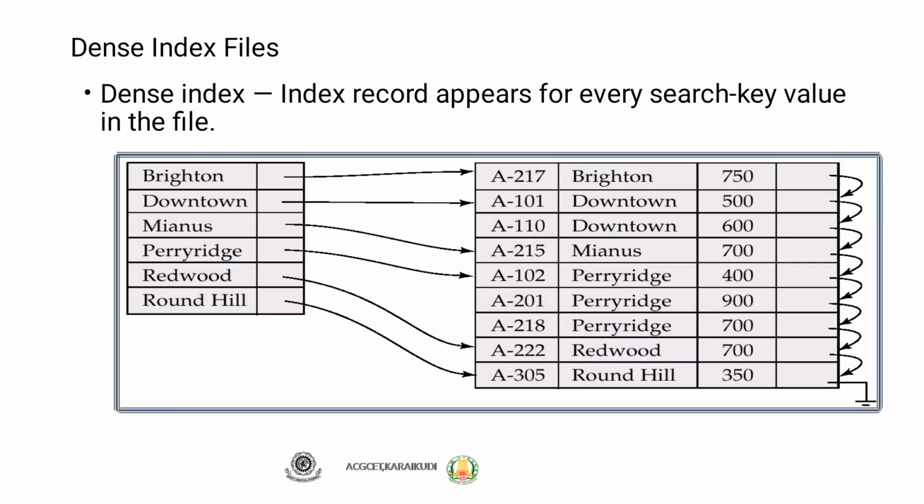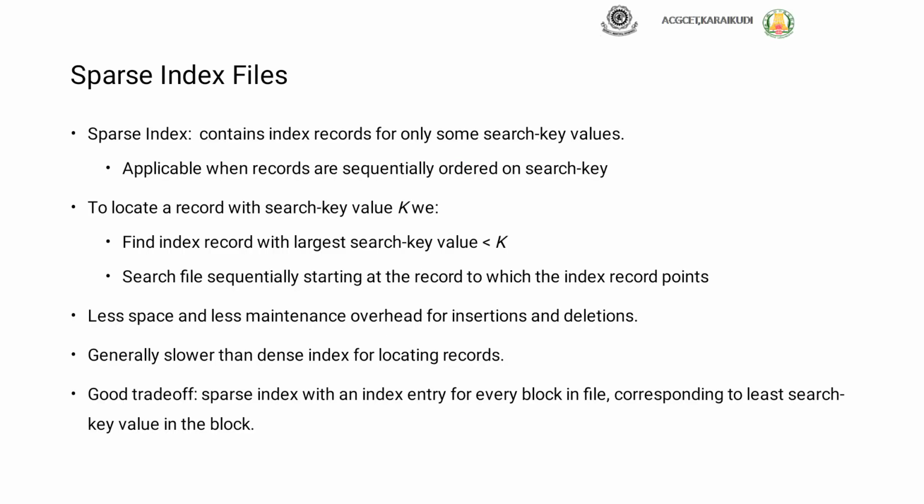Here, an index record appears for every search key value. Then the sparse index: an index record appears for only some of the search key values. To locate a record, we find the index entry with the largest search key value that is less than or equal to the search key value for which we are looking.